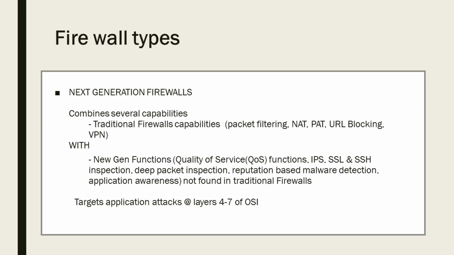These next generation firewalls can be very good for application-specific attacks. These are attacks that happen in layers 4 to 7, the application layer attacks. If you are not familiar with the application layer, you need to go back to our network fundamentals where we talk about OSI layers. So those are next generation firewalls.